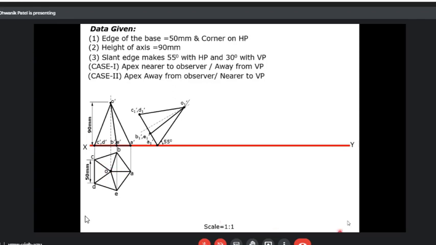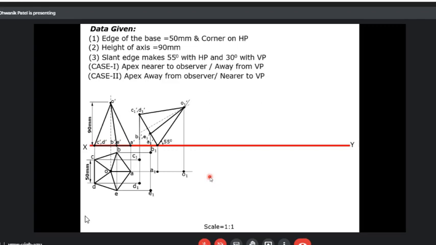Okay. Now the next step: draw the vertical projection from each point. Here I will draw a vertical projection from the A1 dash point. Similarly, draw horizontal projections from the A point, so you will mark the A1 point. Similarly, you will mark all the points A1, B1, C1, D1, E1, and O1.